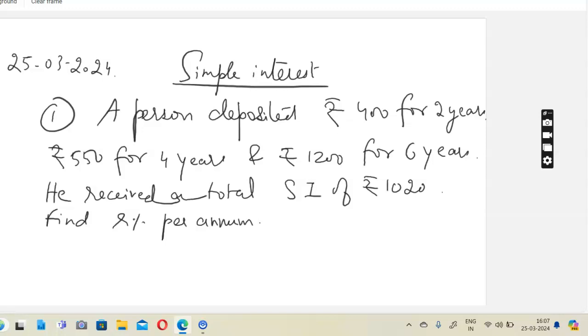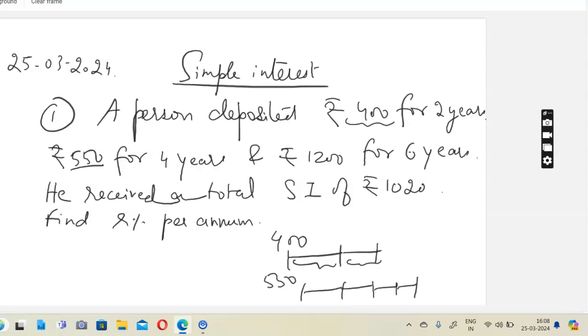As is obvious, this 400 is applicable for 2 years, right? So mark a simple chart like this. 400 for a span of 2 years, then 550 for a span of 4 years, 1 2 3 4, and then 1200 for a span of 6 years, right?